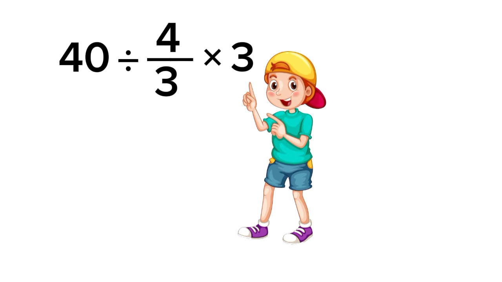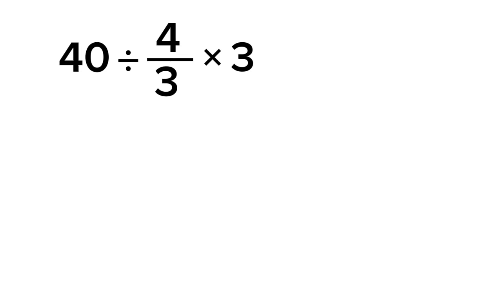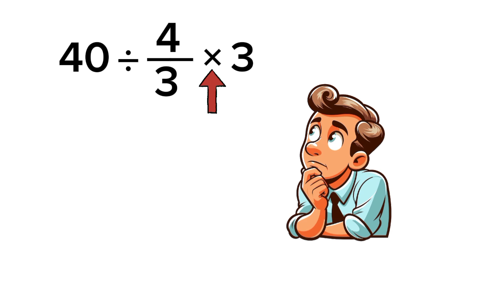Alright, take a look at this one. We have 40 divided by 4/3, then multiplied by 3. Now, a lot of people rush into it like this. They see the multiplication and do it first.